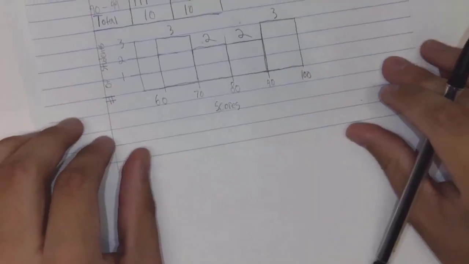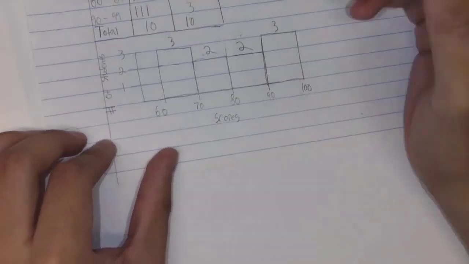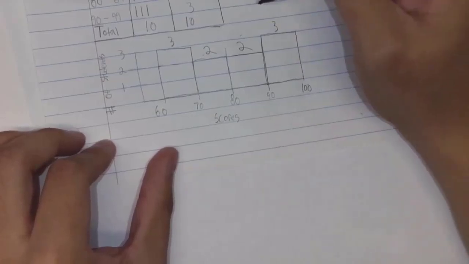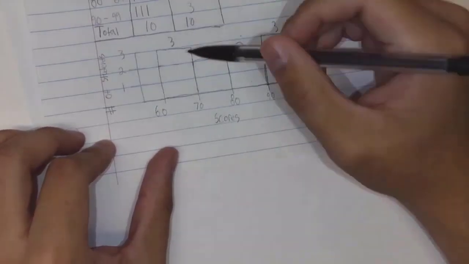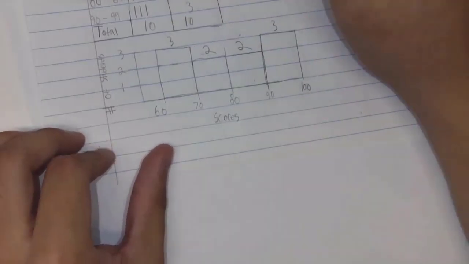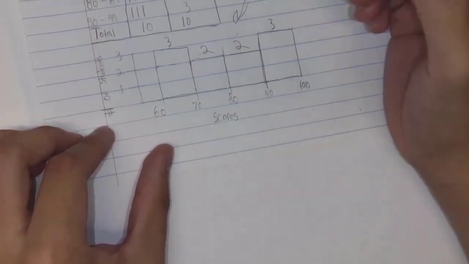Now for the hardest part, for me at least, the histogram. I already have the title, but if you'd like to make sure, write the title for this part of it as well. So write the title twice.